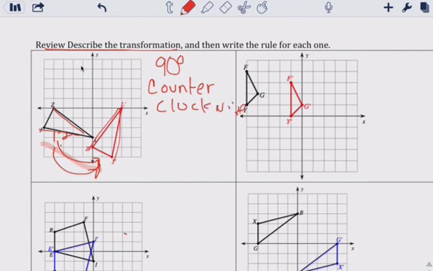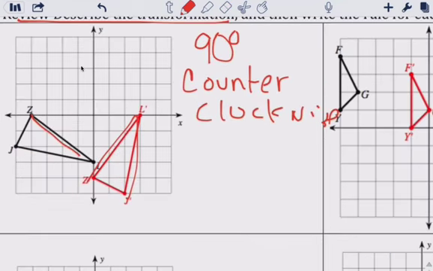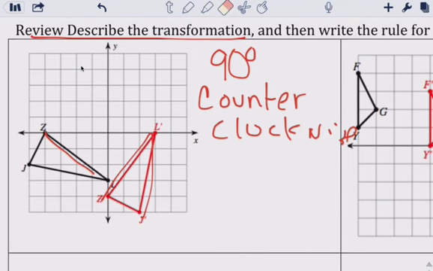Okay, let's look at the rules. The rules, you only need 1 point to identify. Let's do Z. No, you guys mess up with zeros all the time. So I'll do J.